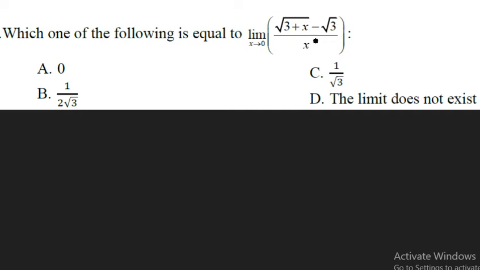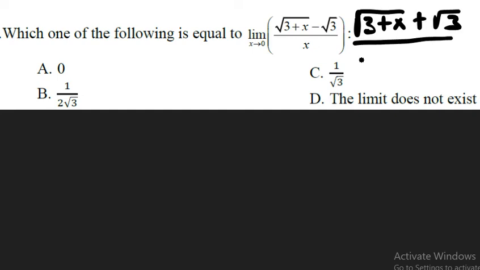We are going to rationalize the numerator, not the denominator, because the numerator contains radicals. There are two radicals here combined by minus, so I have to multiply by the plus of it. So square root of 3 plus x plus square root of 3, the whole over; both the numerator and the denominator will be multiplied by square root of 3 plus x plus radical 3. Then what's going to be the outcome?